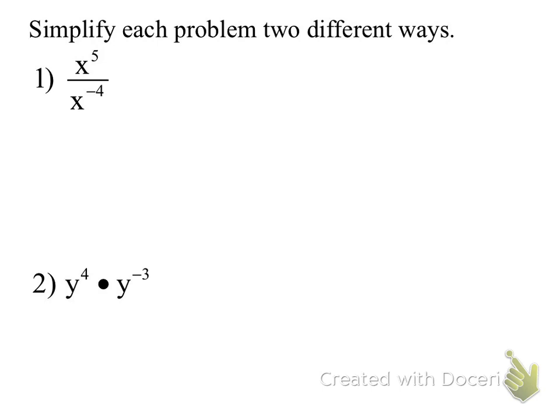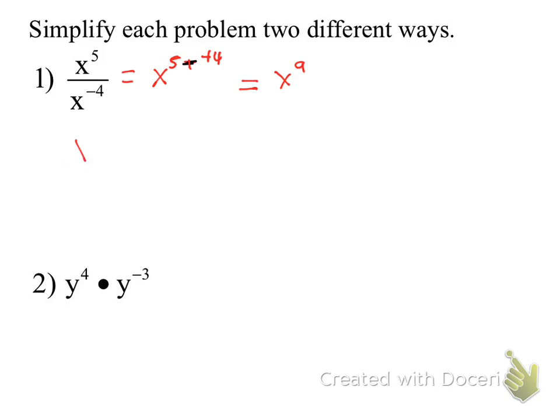So on the first one, let's use the integer rule because that looks very simple. So what would this be? X to the 5th power, minus negative 4. Remember, minus because it's division. And so what does that simplify to? X to the, that becomes a positive, to the 9th power.